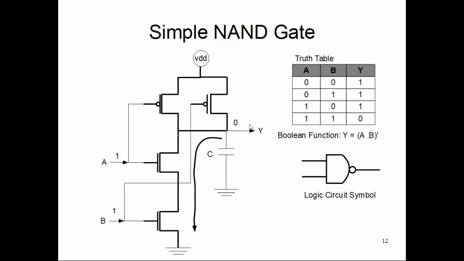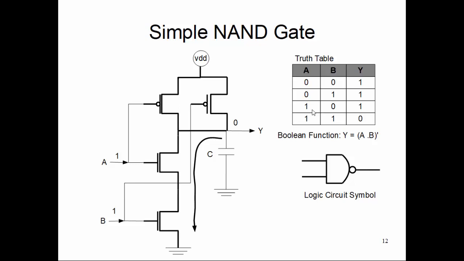Either one of them is on for your NAND, and it will charge this capacitance. So 0 0, both are on, your output is 1. 0 1, one of them is on, this one is on, this one off, but still it gets charged, so it is 1. 1 0, this guy is on, this guy is off, this guy is on, so that gets charged.